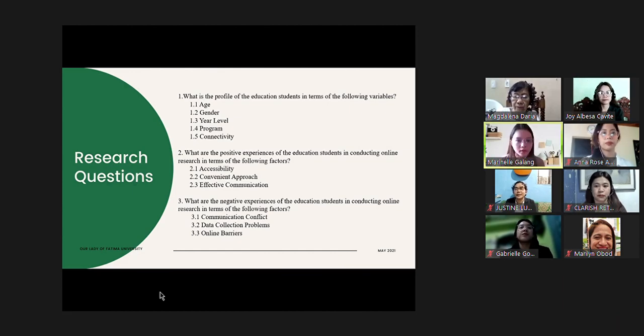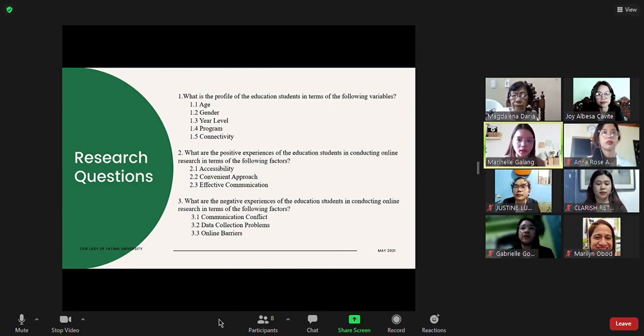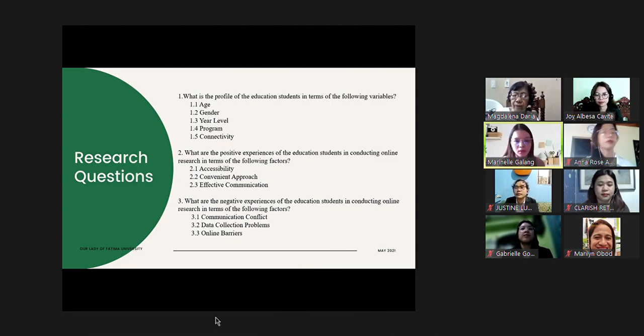The next one is our research questions. Number one, what is the profile of the education student in terms of the following variables? We have the age: below 20, 20 to 24, 25 to 29, and 30 and above. 1.2 is the gender, which is male and female. 1.3 is the year level, and the program: Bachelor of Secondary Education and Bachelor of Elementary Education. The connectivity is mobile data or internet connection.